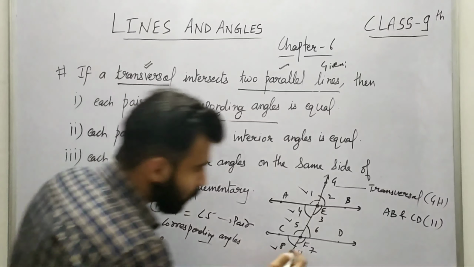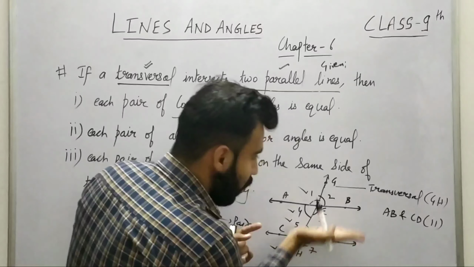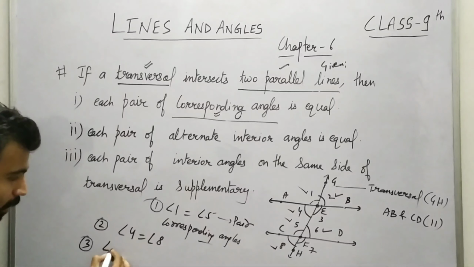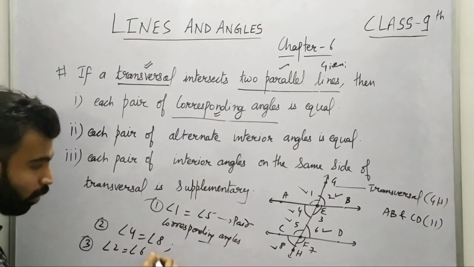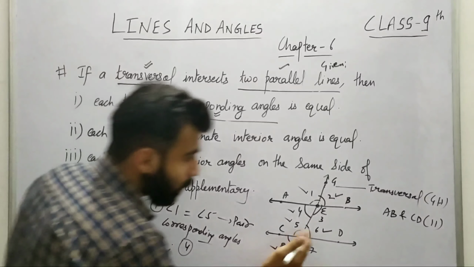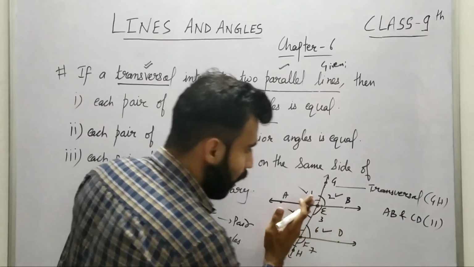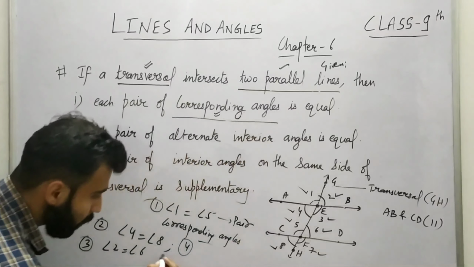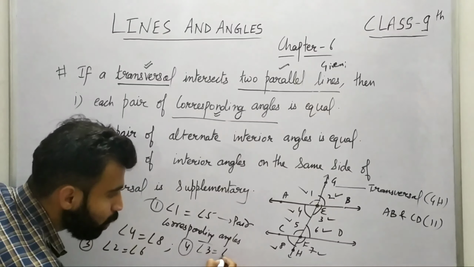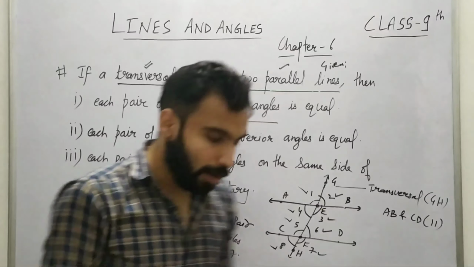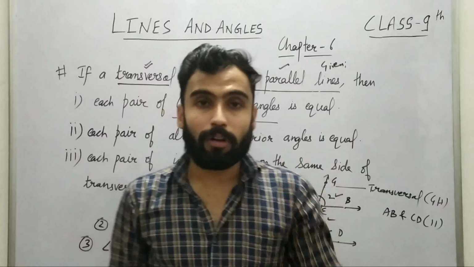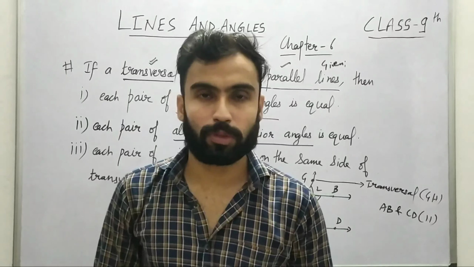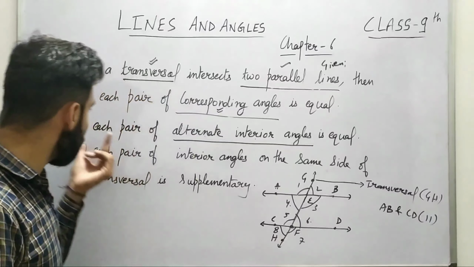So the third pair is on the right side and up of the parallel line. That means 2 and 6. So angle 2 is equal to angle 6. So the last one which is remaining here is, you can see, in the downside and on the right. So 3 and 7, right? So angle 3 is equal to angle 7. So these are the 4 pairs of corresponding angles in this structure. So students, let's move further to the second part here.